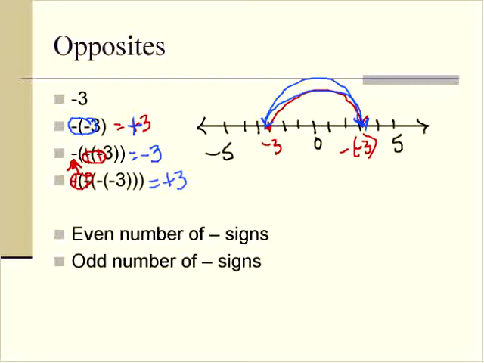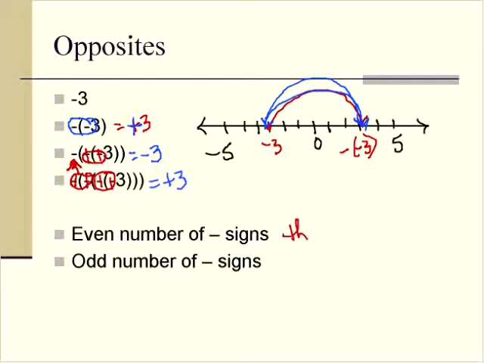Here, this pair canceled one another out. This pair canceled one another out, and you are left with a positive. So the basic rule of thumb is, if you have an even number of negative signs, 2, 4, 6, or 8 negative signs in front of a single term, that number is positive. If you have an odd number of negative signs, that number is negative.